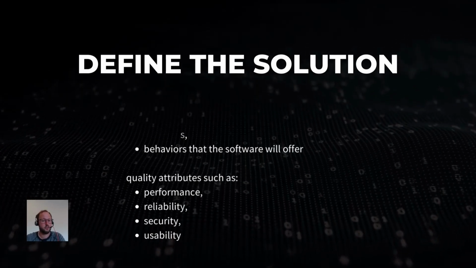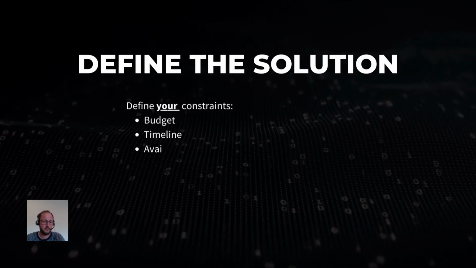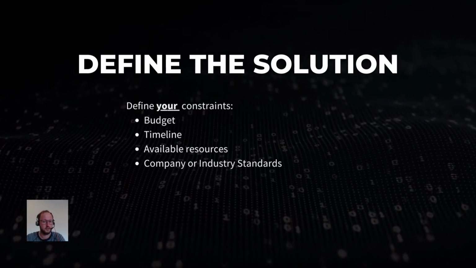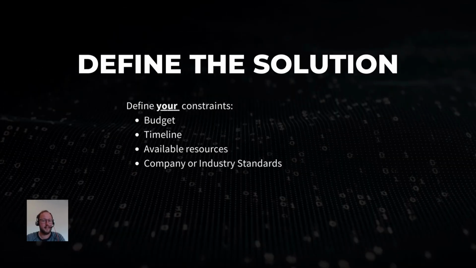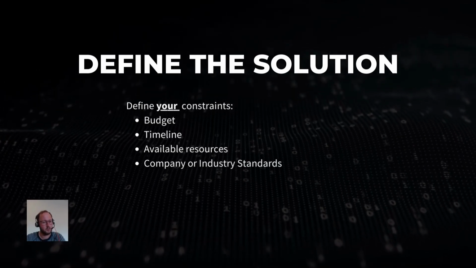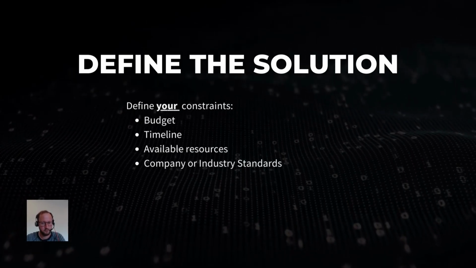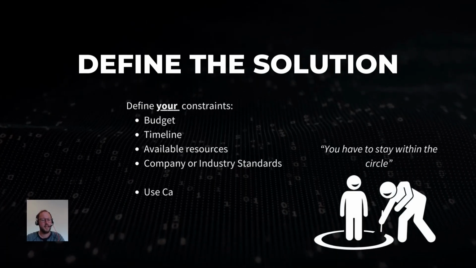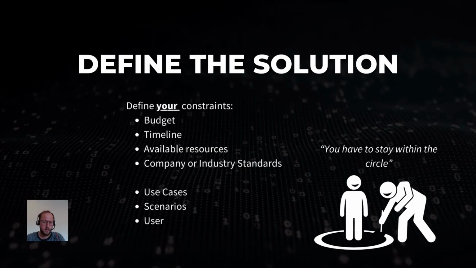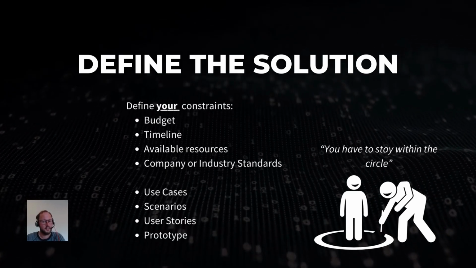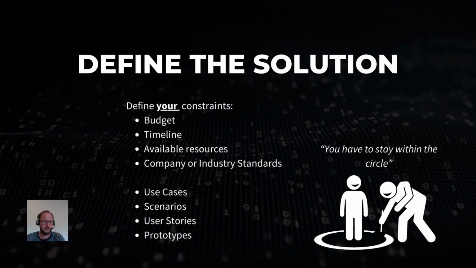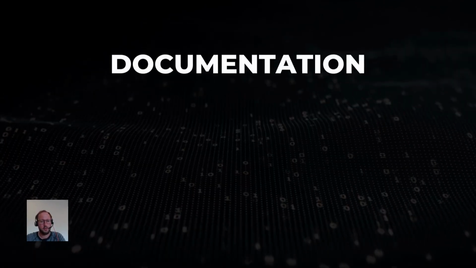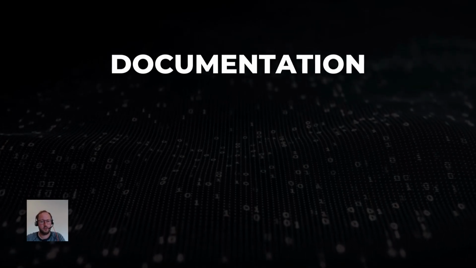Here, you as a customer should also define your particular constraints. These are things like budget, time, resources, or standards that the software should adhere to. These are important as they allow us to understand your possibilities, but also your limitations, and allow us to problem solve and think through your software project in your established boundaries. You can use various techniques such as use cases, scenarios, user stories, or even prototypes to describe and illustrate the solution. A third step is to document everything that you have defined.